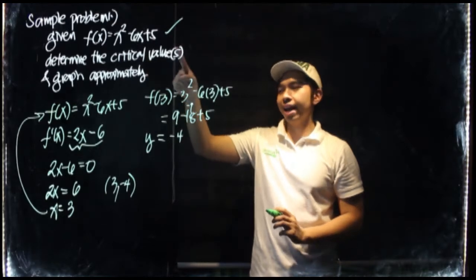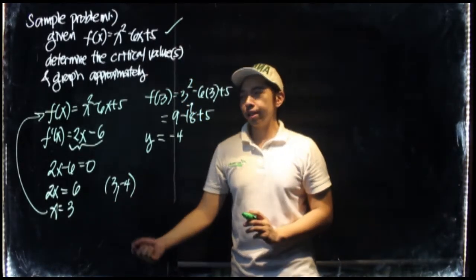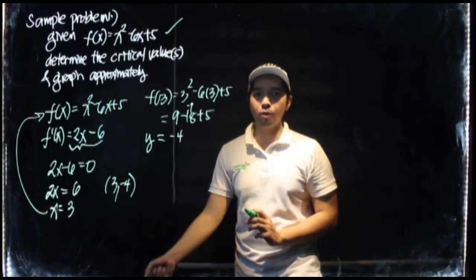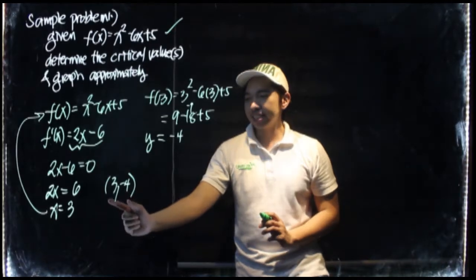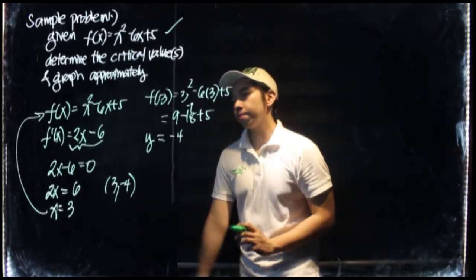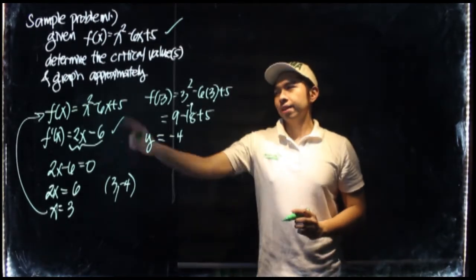Parabola opening upwards, and this is the vertex. So we know that for a parabola, the vertex would be either the maximum or the minimum point. For this case, let's see if this value is a maximum or minimum. So how do you find that? We're going to find the second derivative of the function.